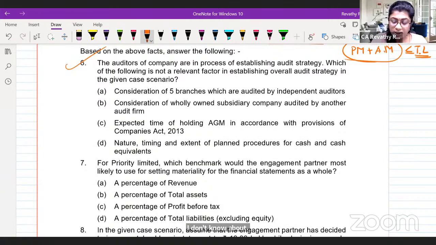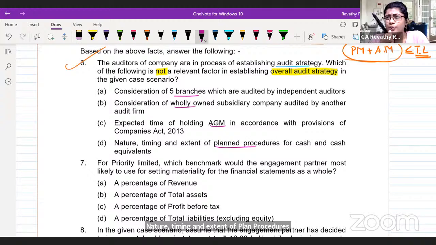Okay. The auditors of the company are in the process of establishing strategy. Which of the following is not a relevant factor in establishing the audit strategy? Strategy, in establishing the strategy, which is not a factor? Branches, wholly owned, whether they are holding AGM, nature, timing, and extent of planned procedures. Had you just got the conceptual clarity of 300, you'd say it even without reading a second time.